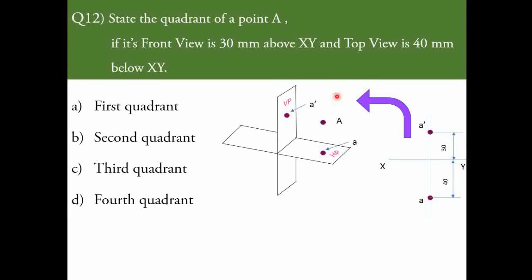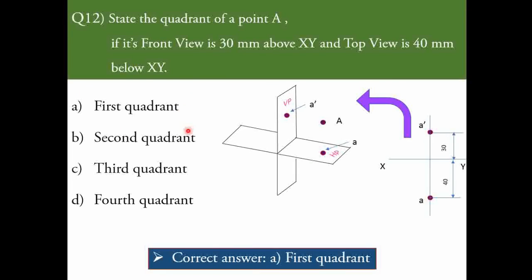And remember, only in the first quadrant and third quadrant are the two views present on opposite sides of the reference line. But always in the first quadrant, the front view is above the XY line as per the first angle projection method. I hope all of you understood this. Now, the correct option for this question: in which quadrant is point A present? Point A is present in the first quadrant. Option A is correct. I hope all of you understood all the concepts of these questions regarding projections of a point.